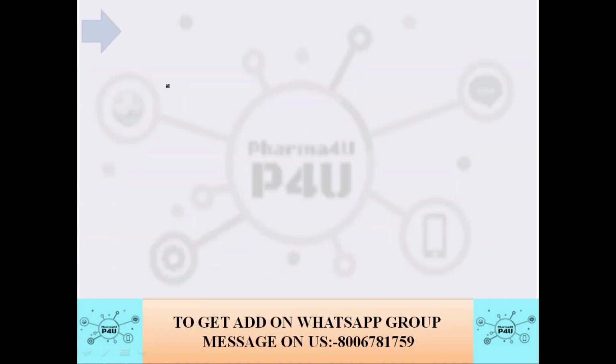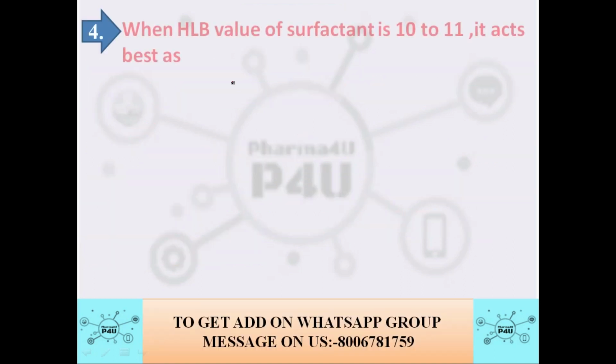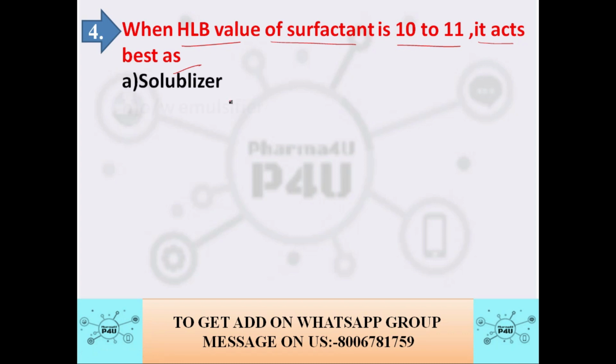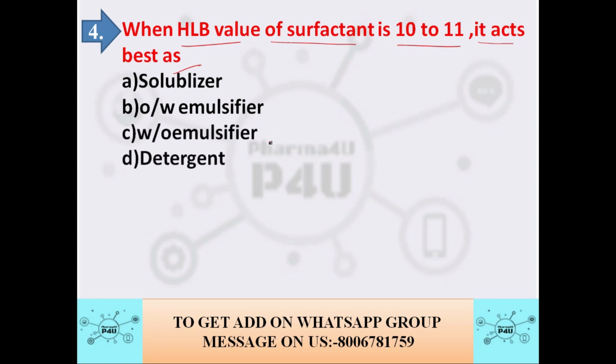Now moving on to the next question: when the HLB value of a surfactant is 10 to 11, it acts best as. Options are, option A is solubilizer, option B is O/W emulsifier, option C is W/O emulsifier, option D is detergent. So which is the correct answer? For 10 to 11, students, remember the HLB scale. According to the HLB scale, it represents the O/W emulsifier.